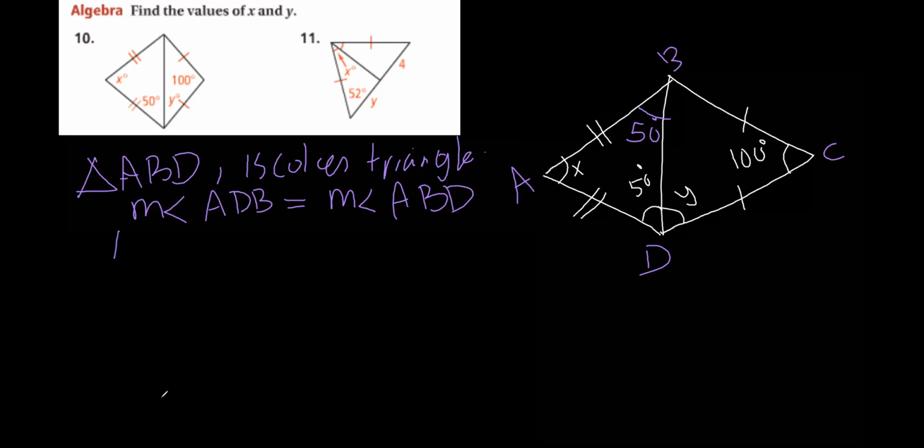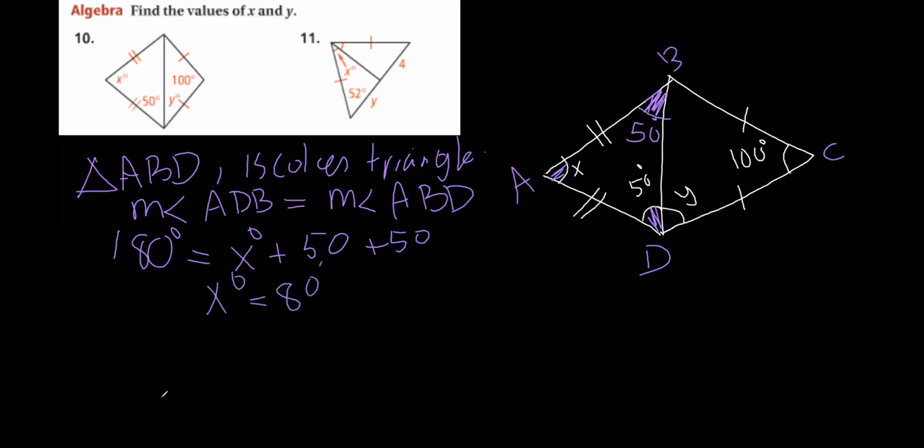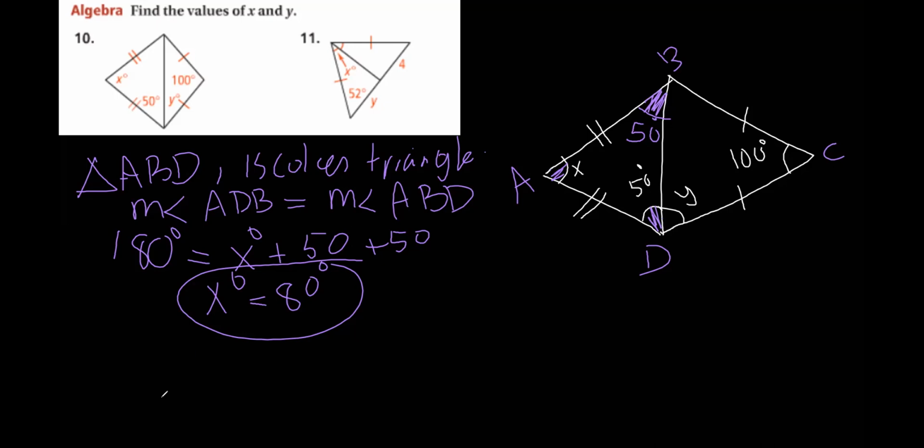So in the triangle here, 180 equals 50 plus 50 plus x. This one plus this one plus x, they are 180. So x, it will be what now? It will be 80. Miss, how do we find 180? Because the summation of the angles in the triangle is 180.